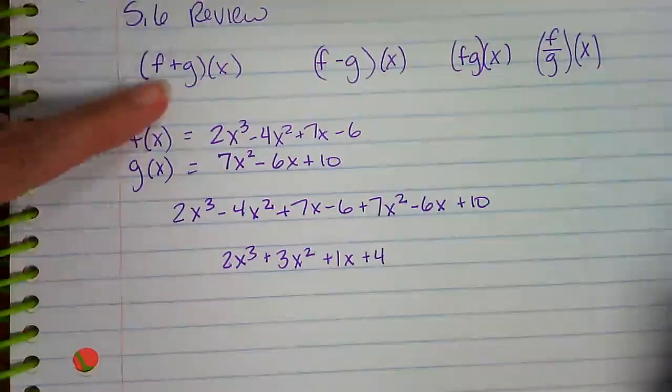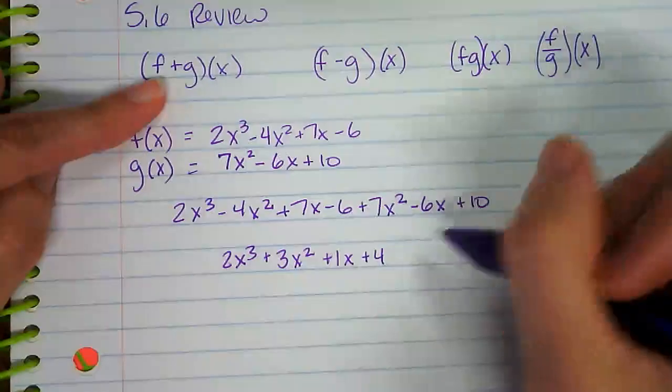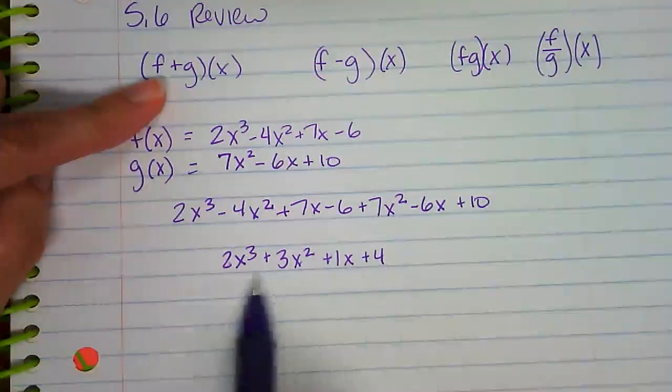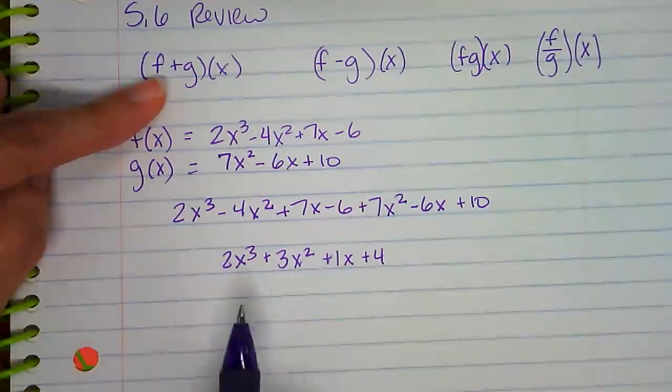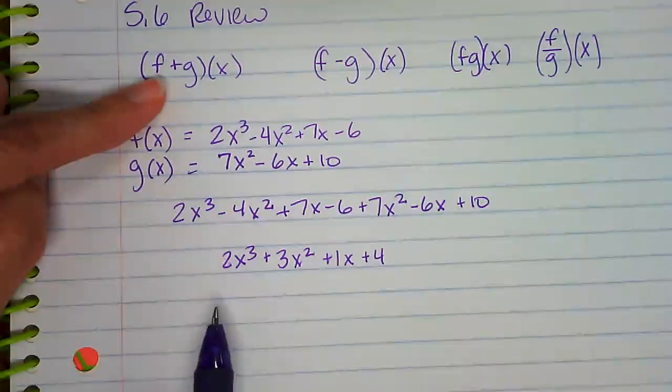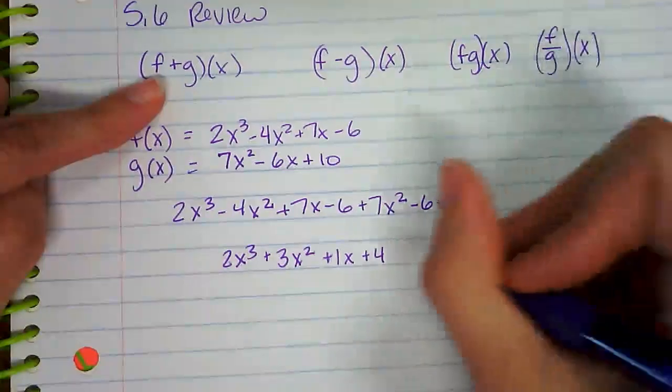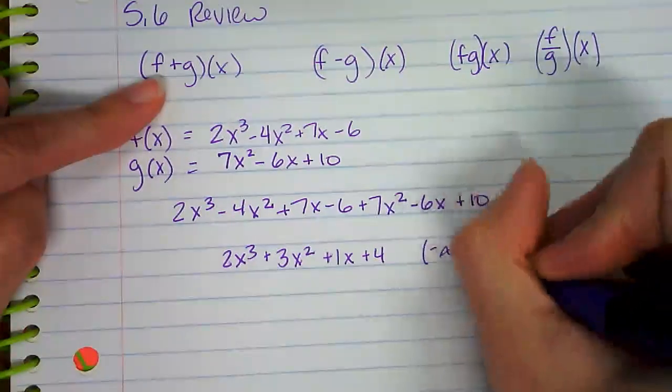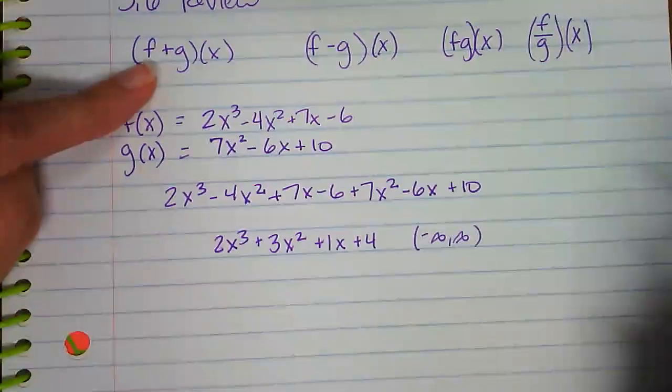So that's it. That's adding. My domain for this is just a polynomial. When it's just a polynomial, there's no x's in the denominator, there's no x's inside a radical, it's just all real numbers. I don't have to do any restrictions for my domain.